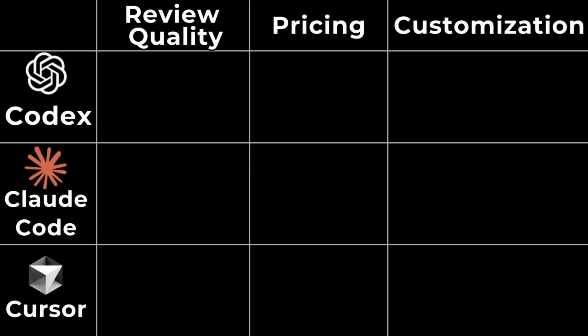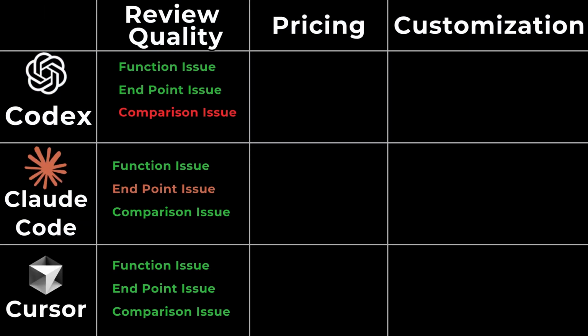Alright, now let's put everything back into our comparison table. So, to sum it up, the overall quality of code reviews has definitely improved across all three tools in the last couple of months. If you haven't tried using AI for code review recently, it's absolutely something worth adding to your workflow. Now, can I declare a single winner here?